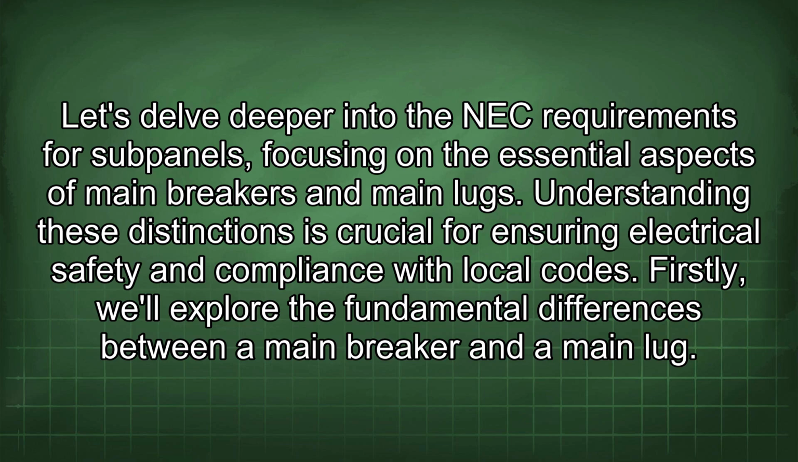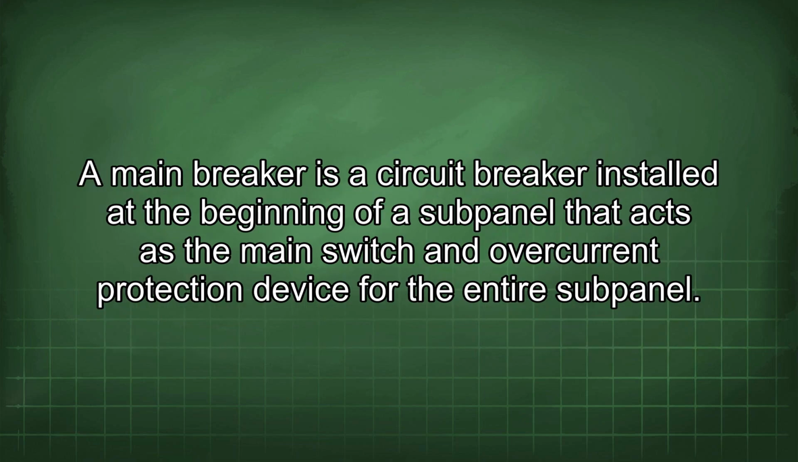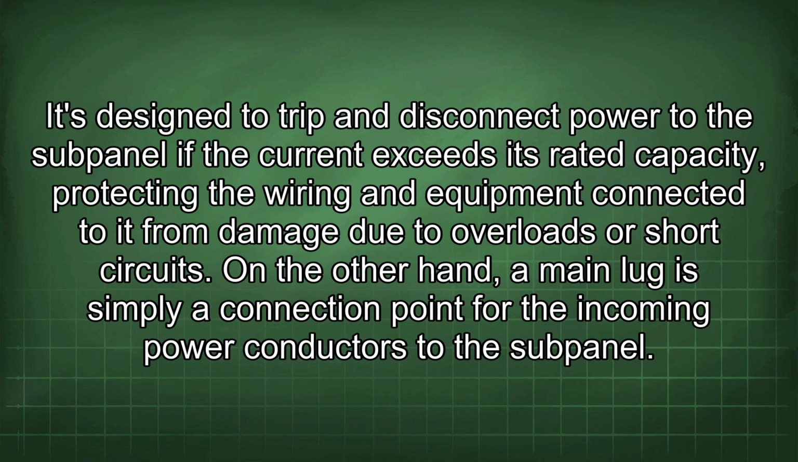Firstly, we'll explore the fundamental differences between a main breaker and a main lug. A main breaker is a circuit breaker installed at the beginning of a subpanel that acts as the main switch and overcurrent protection device for the entire subpanel. It's designed to trip and disconnect power to the subpanel if the current exceeds its rated capacity, protecting the wiring and equipment connected to it from damage due to overloads or short circuits.